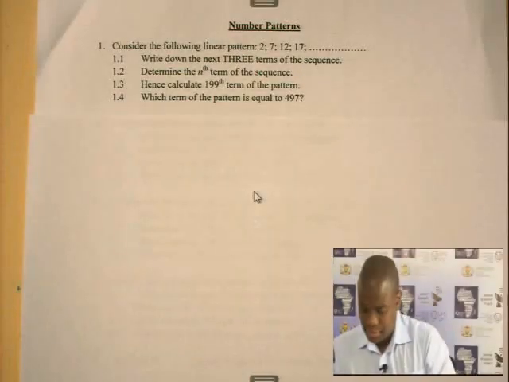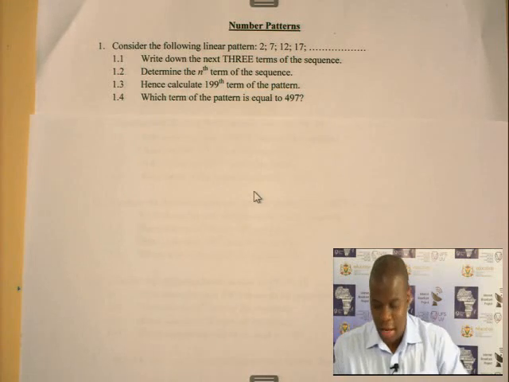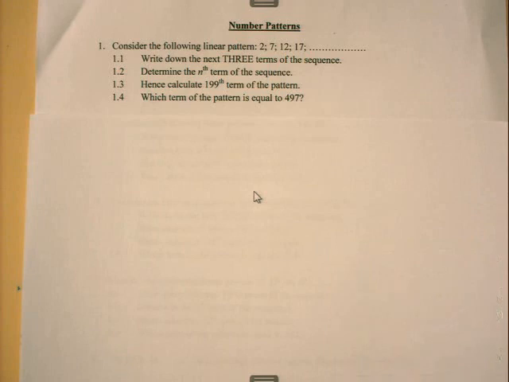Number patterns. The topic for today is number patterns. We know number patterns can take different forms. I'm going to take you through this first exercise, and then the next exercise, I think you learners must be able to do it. We've got different types of number patterns. The first one is the linear number pattern.